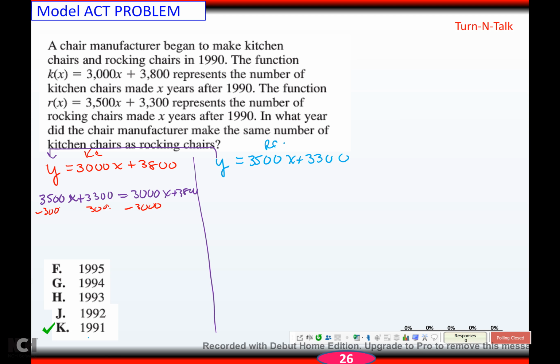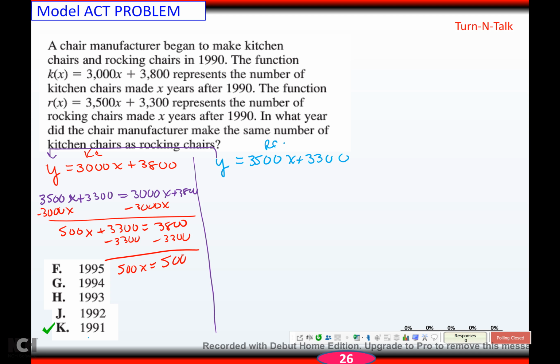oops, not over there. Oh yeah, I'm doing great. Oh my goodness. Yes, subtract 3,000x, that leaves me 500x plus 3,300 equals 3,800. Subtract 3,300, I get 500x equals 500. Divide by 500, and x equals 1.